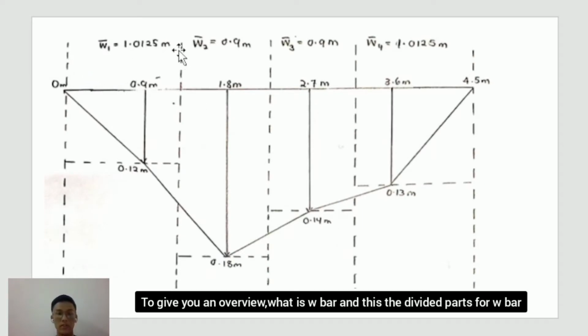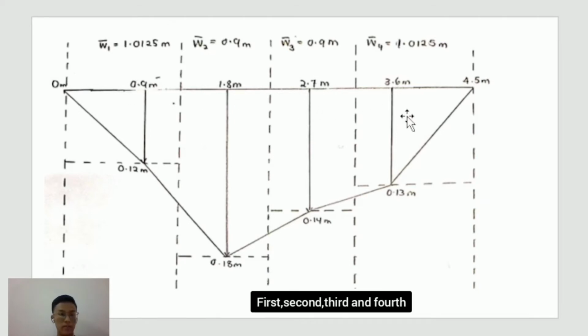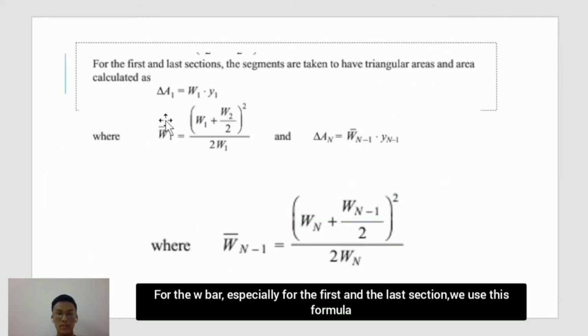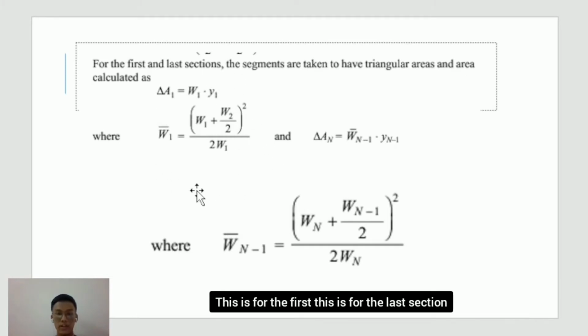To give you an overview of what W bar is, this is the divided parts for the W bar. The first, second, third, and fourth. For the W bar, especially the first and the last section, we use this formula. This is for the first, and this is for the last section.